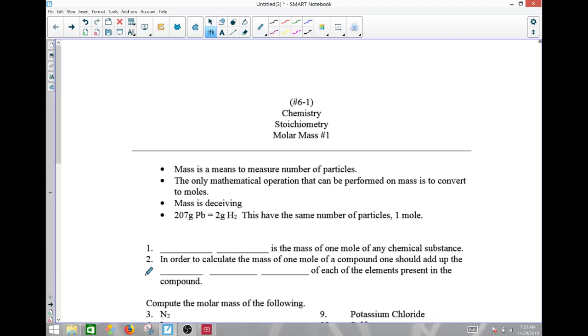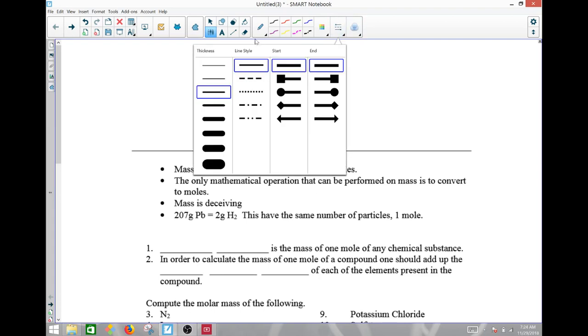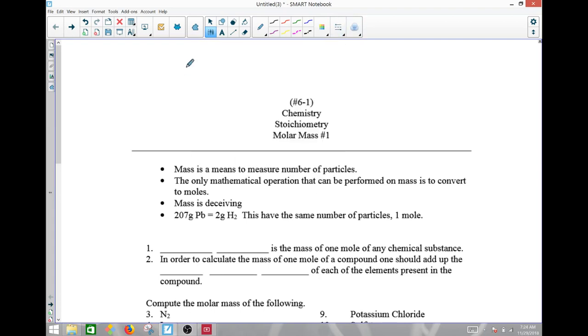Good morning, this is Schweitzer, and we're going to give you some answers to the mathematical relationships between the mass of particles and how many actual particles you have. So in this situation, keep in mind a few things. Mass is deceiving. The actual number of particles you have is a varying number of particles.